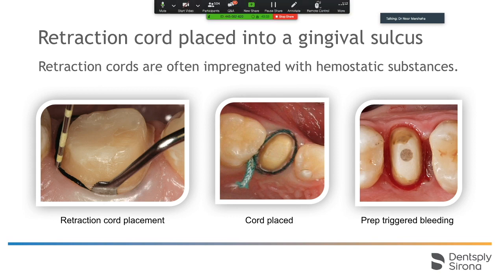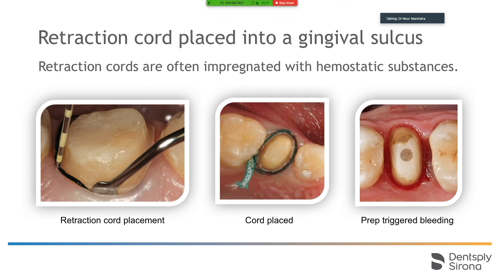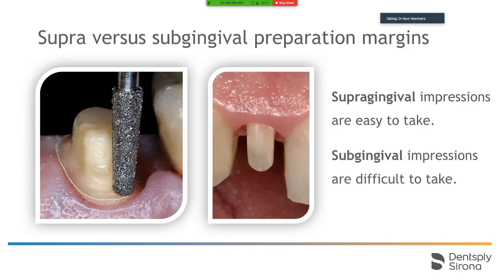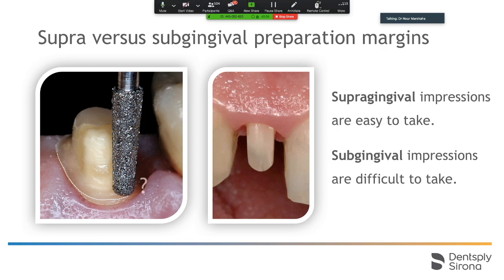Always just a tip to put in your mind for the retraction cord. Don't place it in unhealthy gingiva. Try to wait until the gingiva is healthier. Okay, for the supragingival preparation margin, it is always recommended and I prefer it.